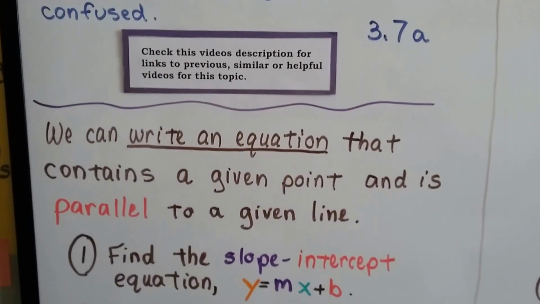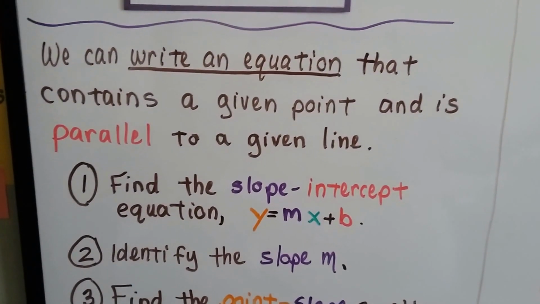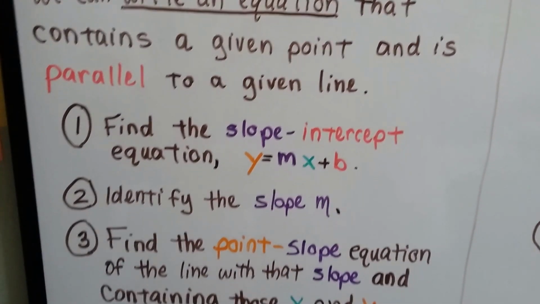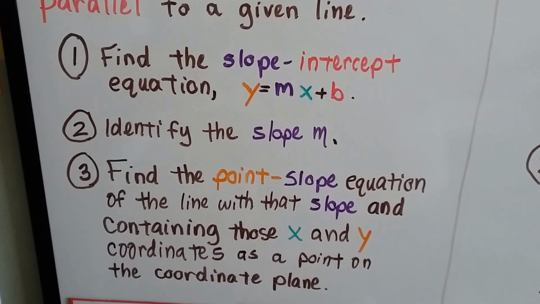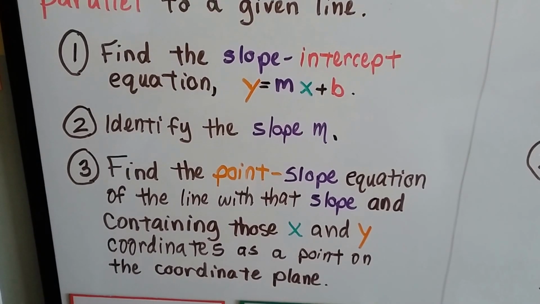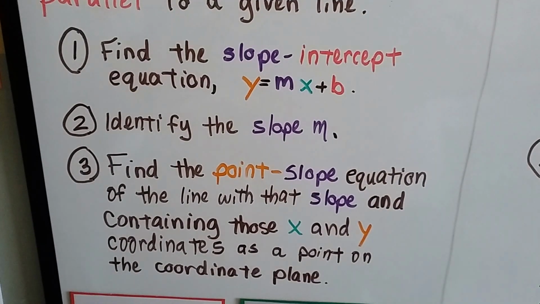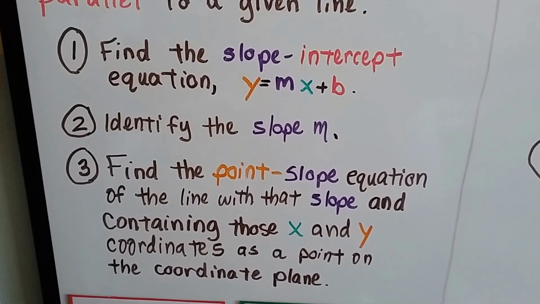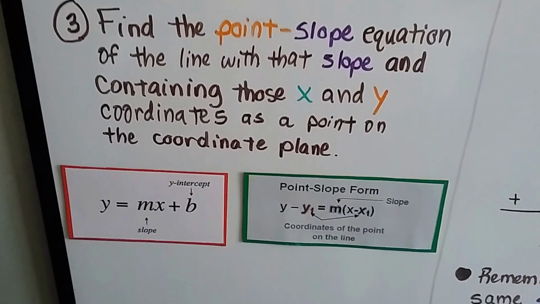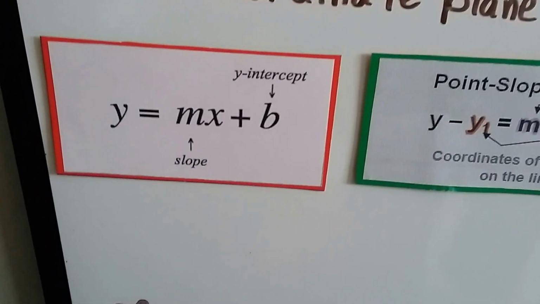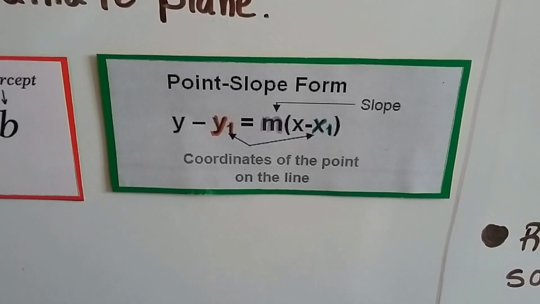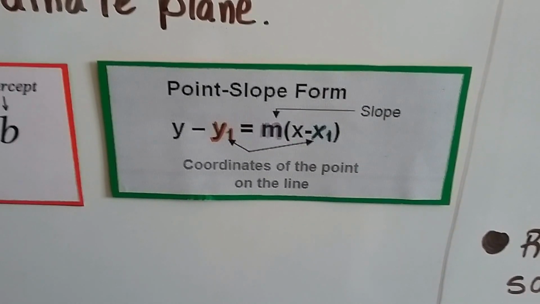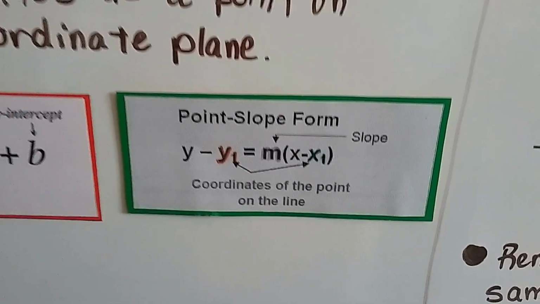We can write an equation that contains a given point and is parallel to a given line. Three steps. We find the slope-intercept equation, y equals mx plus b. We identify the slope m, and then we find the point-slope equation of the line with that slope and containing those x and y coordinates as a point on the coordinate plane. I'll explain. Remember, this is the slope-intercept form of an equation, and this is point-slope. You can see the x1 and y1 values. You can see the slope there. So the first thing we're going to do is put it in slope-intercept.